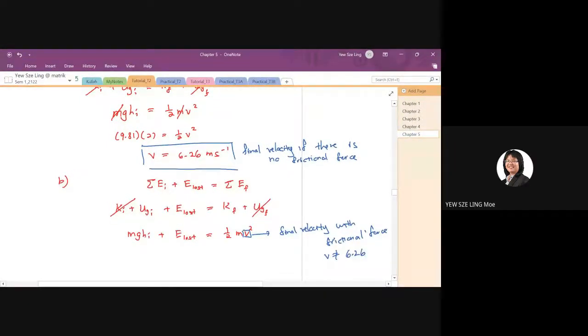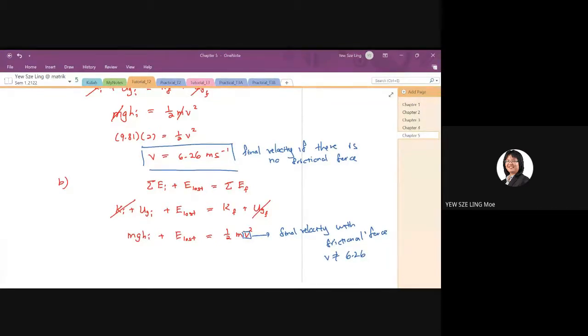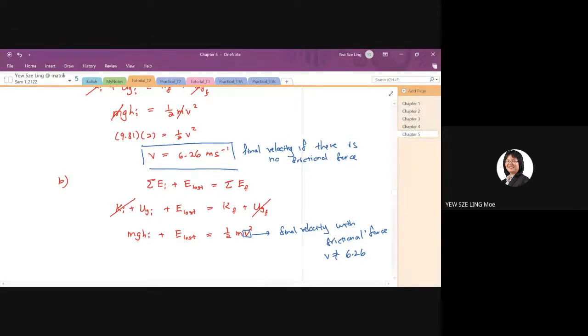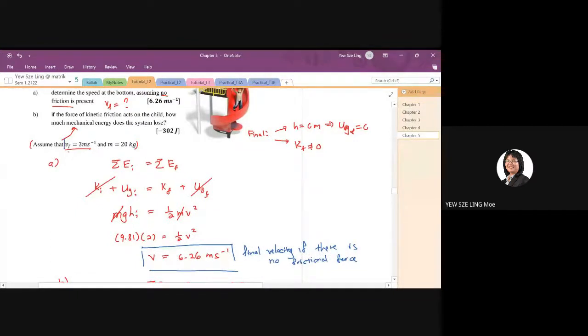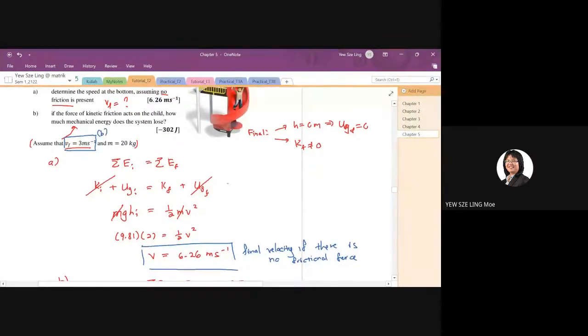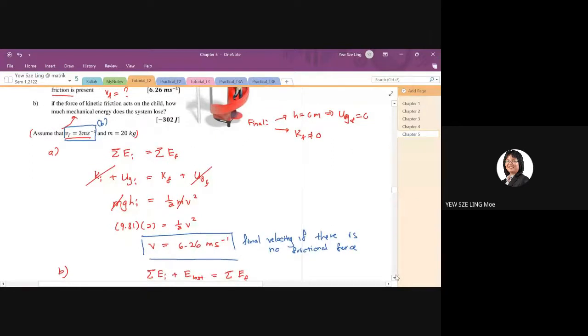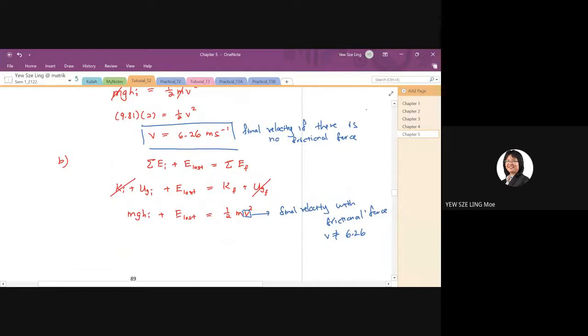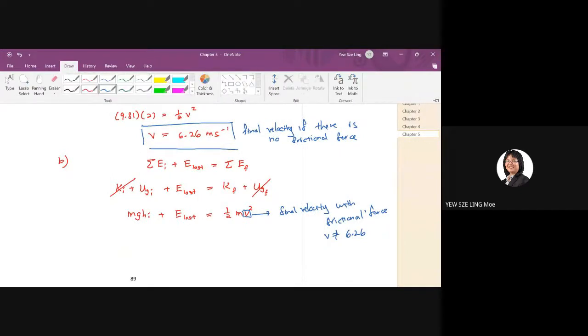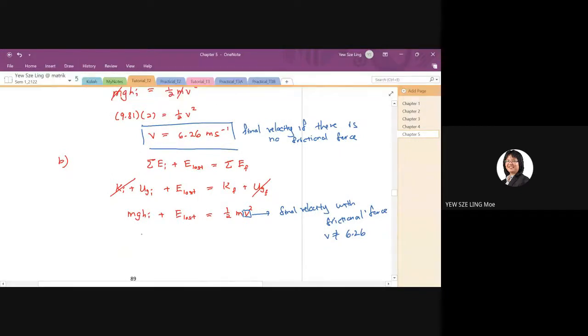Of course, it will become slower. Why? Because now it experiences energy loss, so the velocity decreases. So this v is now equal to 3. That's why I asked you to do some corrections on the question, because this v is the v for question B, not the v for question A. Now that I have all of the information that I needed, let us finish this question.